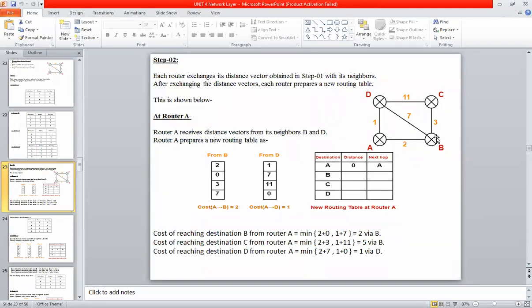From B to B, the distance will become 0. From B to C, the distance will be 3. And from B to D, the distance is 7. So the row from B is done.